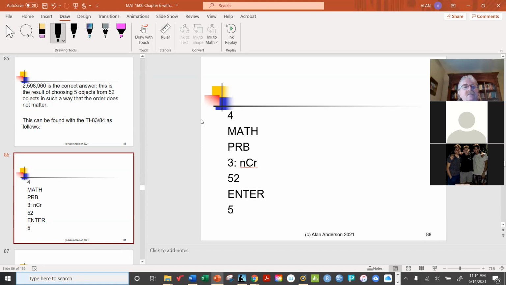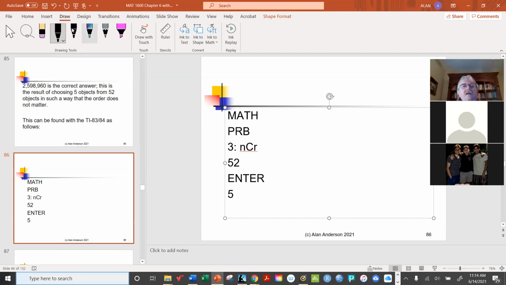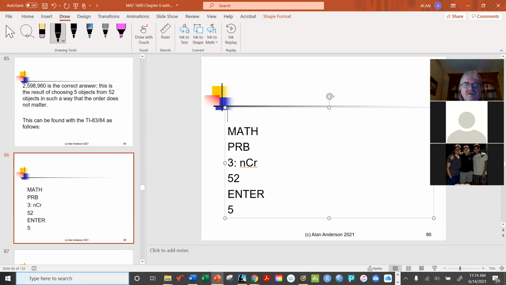So what you do, wait a minute, why is there a 4 here? Oh, you know what you have to do? Wait a minute, I think something's wrong here. It should be 52 first. I'm going to do it on my calculator. 52, math, probability, number 3, enter, and then enter your 5, and you get the correct value. Yeah, that's it.